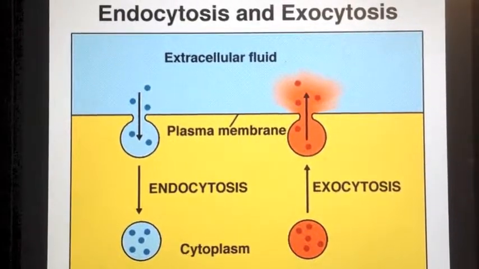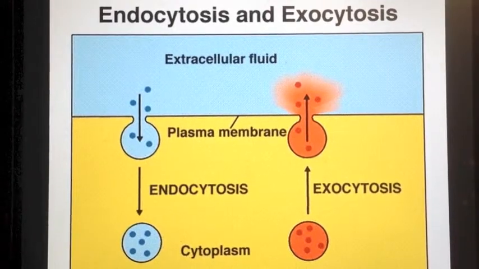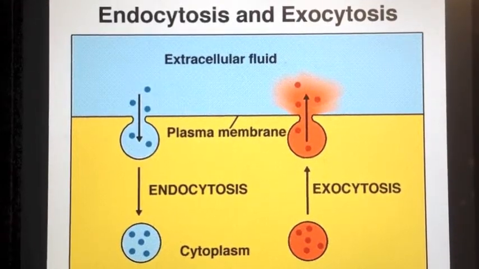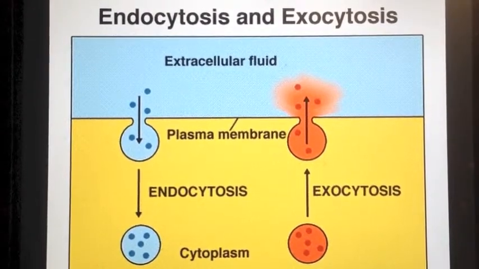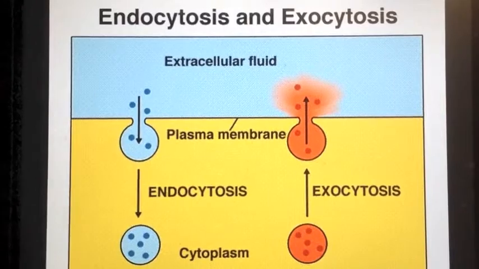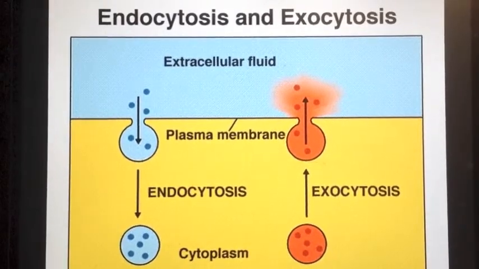The first is endocytosis, which is the process of capturing a substrate or particle from the outside of the cell by engulfing it with the cell membrane. The second is exocytosis, in which vesicles fuse with the plasma membrane to release material out of the cell.